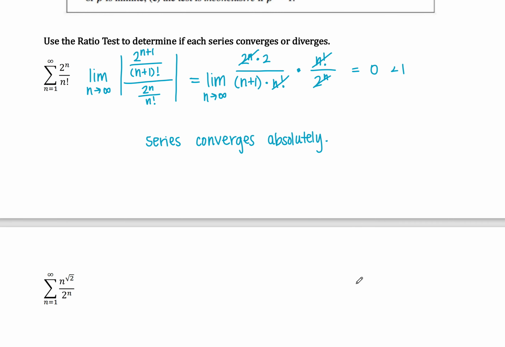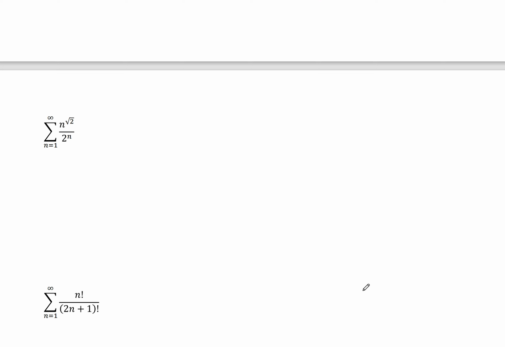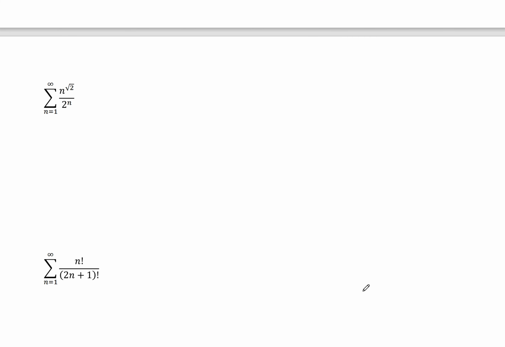So let's look at another example. Here I've got the series from n equals 1 to infinity of n to the square root of 2 power over 2 to the n power. So we're going to do the same process. We're going to look at the ratio test.